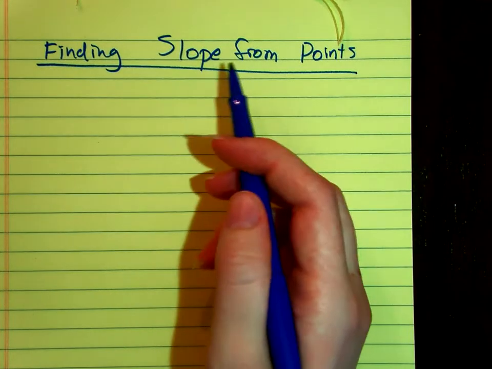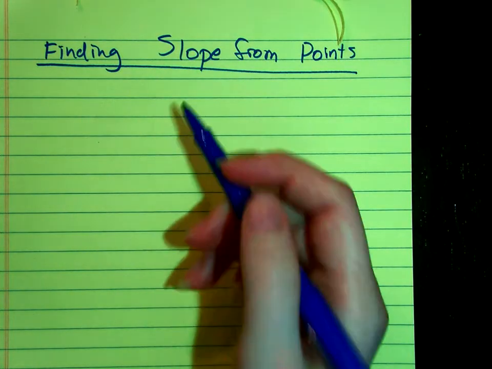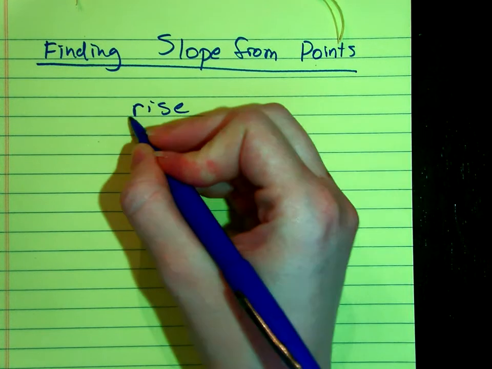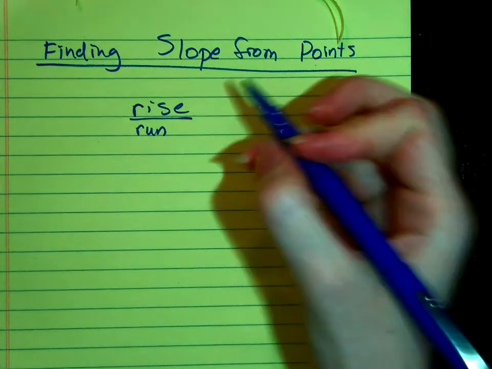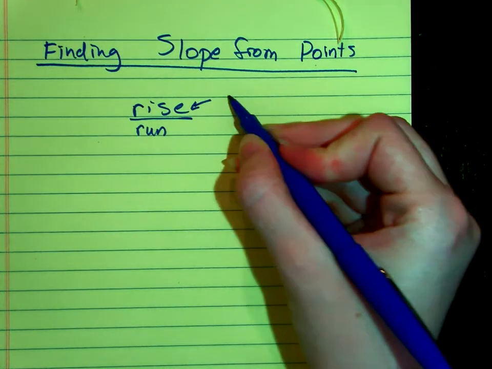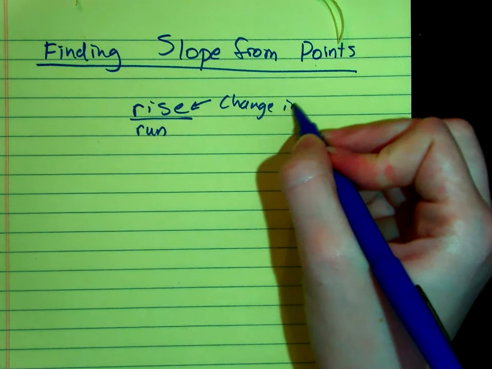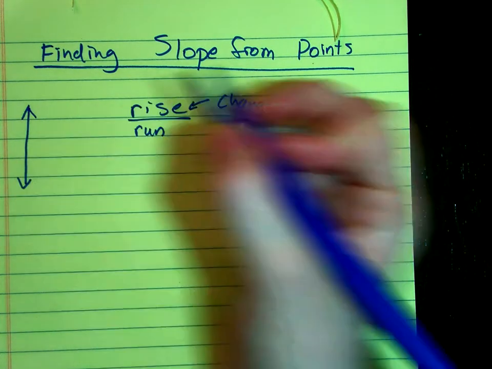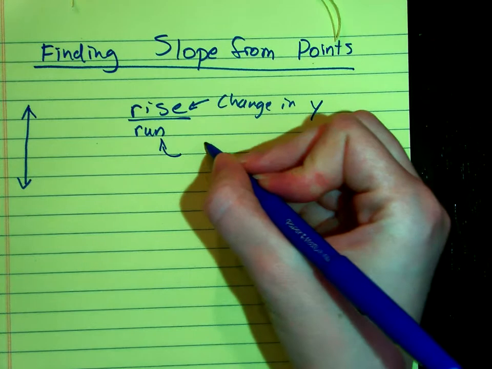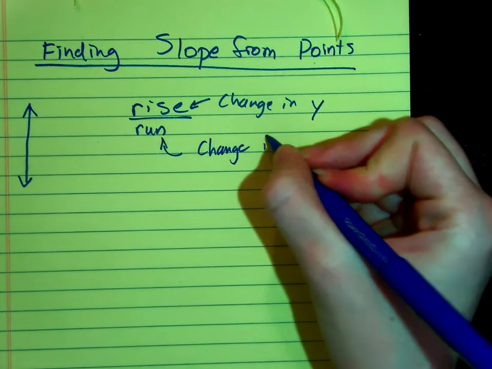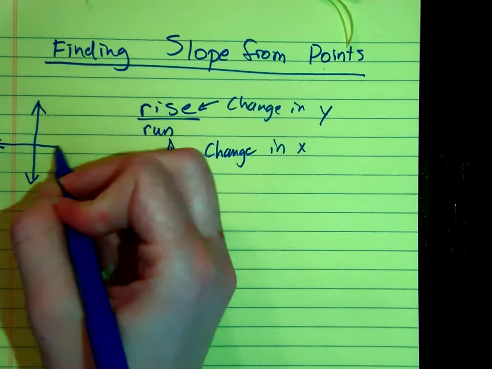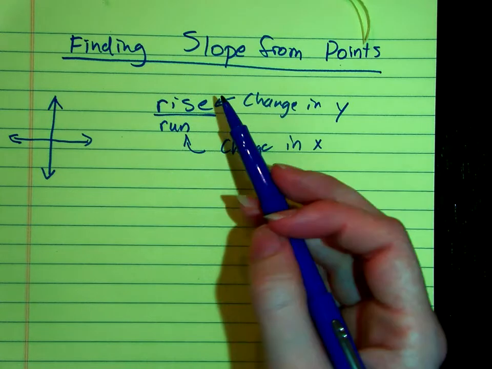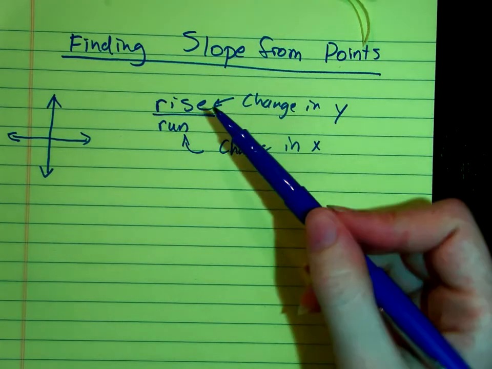Finding slope from points is very, very similar to finding slope from a graph. At the end of the day, we're still looking at the rise over the run. Now the rise has to do with your change in y. It's your change in your y-axis, how much you're going up and down. For the run, you're going to be looking at your change in x, how much you change on the x-axis, your run.